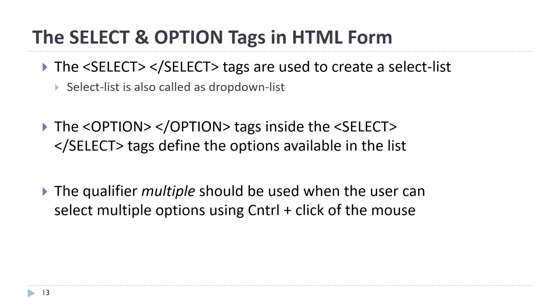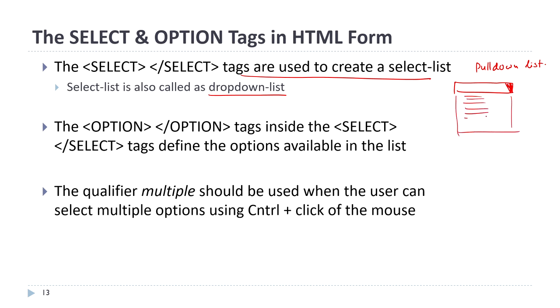And the select option tag of the HTML form is what we will get into now. The select tags are used to create something called a select list. The most popular name for this is a drop down list, or another name for it is a pull down list. It is like the states of India: a text box with an arrow at the bottom, and the minute you click it, a list comes out and you pick and choose from the list. That is what you call the select list, the drop down list or the pull down list.